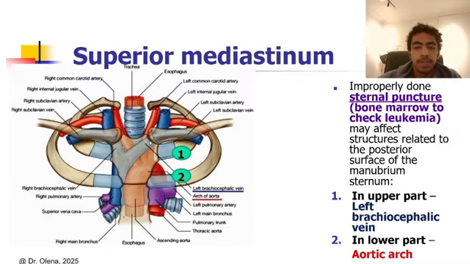Now, in the superior mediastinum, we have an upper part and a lower part. The upper part contains the left brachiocephalic vein and the lower part contains the aortic arch. Why should we care? Well, essentially, when we collect the bone marrow sample to check for leukemia, we can pierce a little too deeply, and this will affect the part that is posterior to the sternal body.